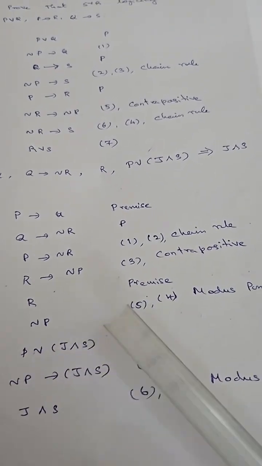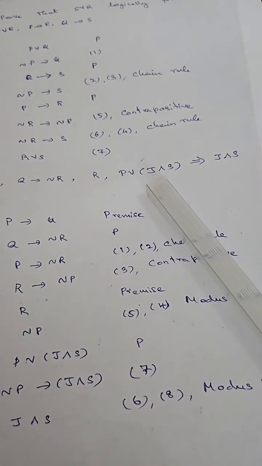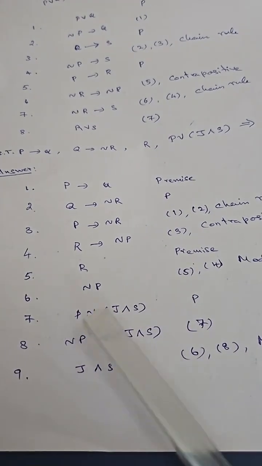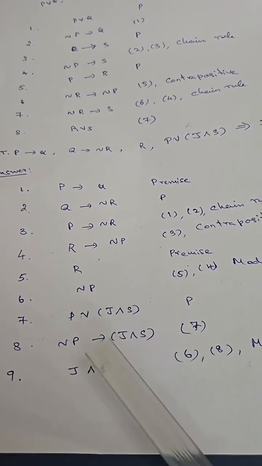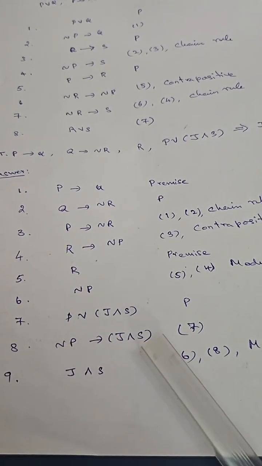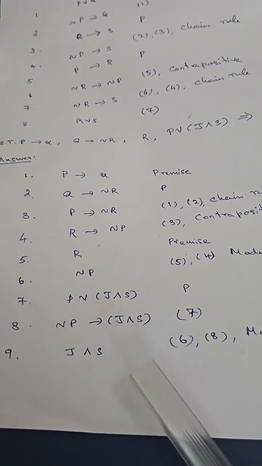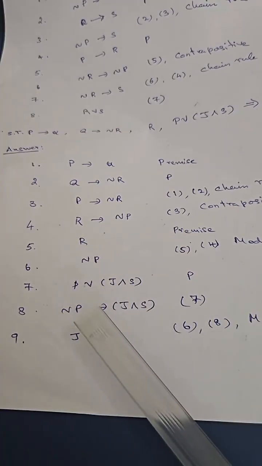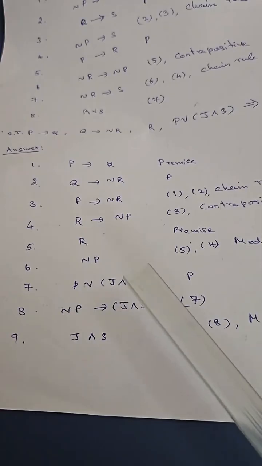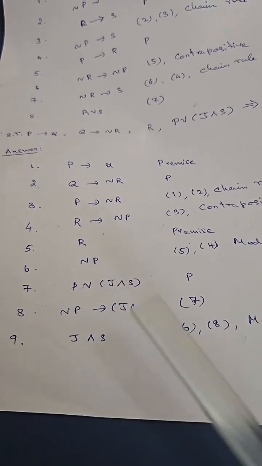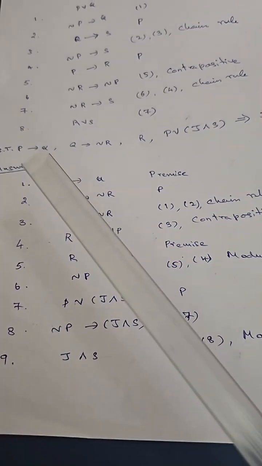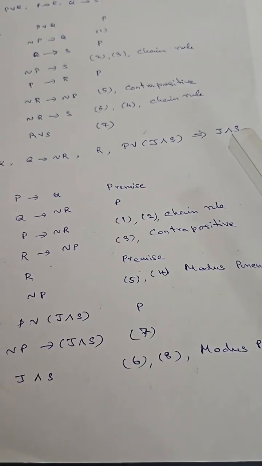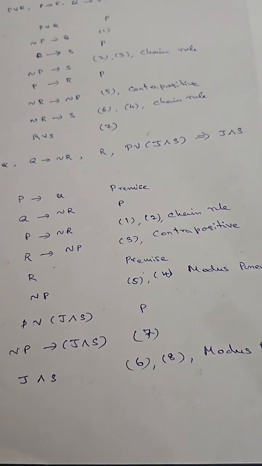Now it's given that P or J and S is a true statement. That is a given premise. Now I rewrite it as negation P to J and S by equivalence. So we know negation P is true, and negation P to J and S is true. Then J and S is true. That means these all are the given premises. Now I am able to derive that J and S is also a true statement. Thank you.